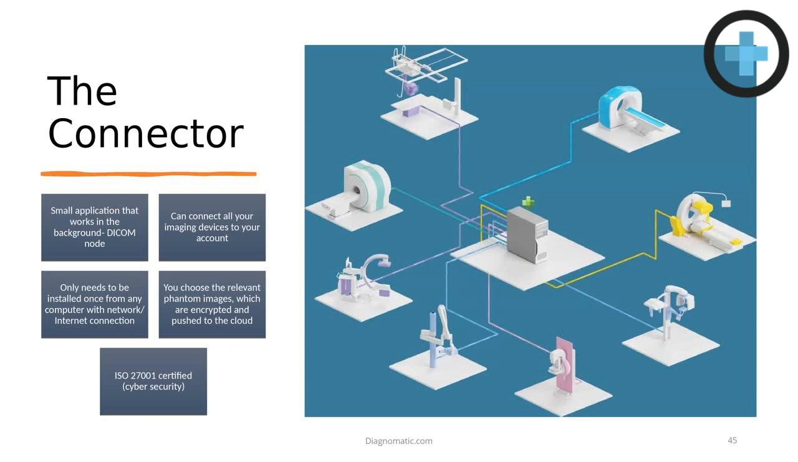And just briefly on the connector. The connector gets installed once and just runs in the background. Once it's installed on a system, any of the imaging devices in the center can have their images sent to the cloud, and you choose the relevant phantom images, and those are all encrypted, analyzed, and sent back to you.